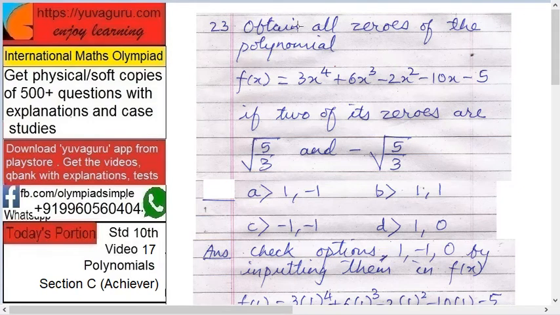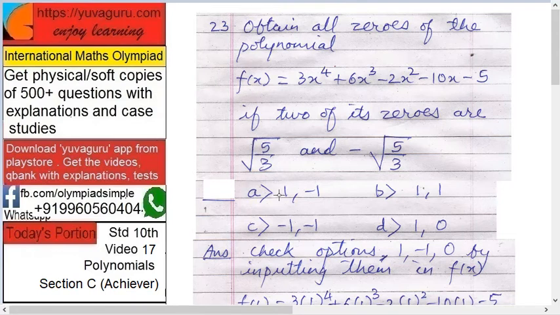Let's start. Obtain all the zeros, means factors, of the polynomial f(x) equals 3x^4 + 6x^3 - 2x^2 - 10x - 5, if two of its zeros are root of 5 by 3 and minus root of 5 by 3. Means here x raised to 4 means there would be 4 factors. Out of these, 2 are these two. Now we have to find the remaining ones.